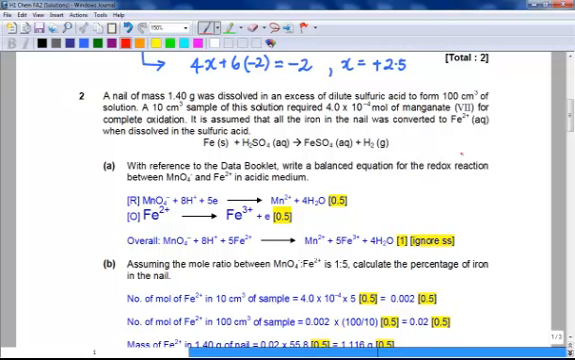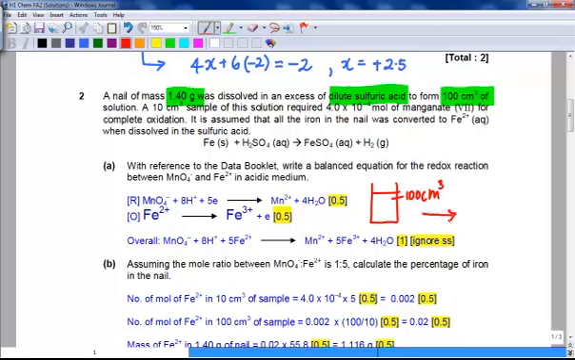For question 2, let's take a look. A nail of mass 1.4 gram was dissolved in an excess of dilute sulfuric acid to form 100 cm³ of solution. So I have over here 100 cm³ of my solution. And in this case, they say out of this solution, I took out 10 cm³ for titration. So over here, I have 10 cm³, and in my burette, I should have KMnO4 for complete reaction.